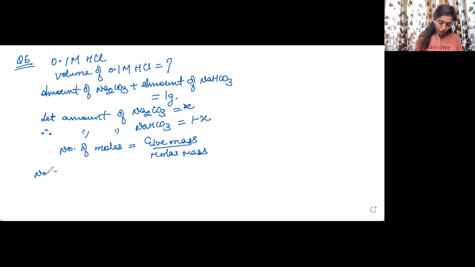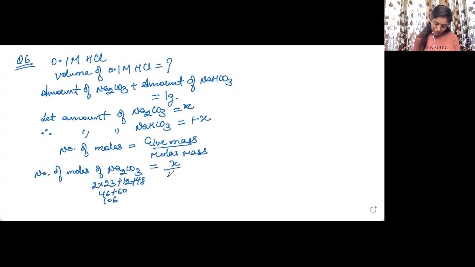So number of moles of sodium carbonate will be equal to X upon, because the given mass is X, because we have supposed it, upon the molar mass. Let's quickly find out what is the molar mass. So 2 multiplied by 23 plus 12 plus 48. So it will be 46 plus 60, 106. X upon 106. This is the number of moles of sodium carbonate. Okay. Then the number of moles of sodium bicarbonate will be equal to 1 minus X upon its molar mass.